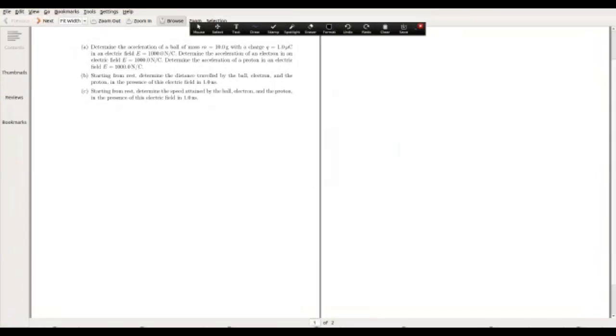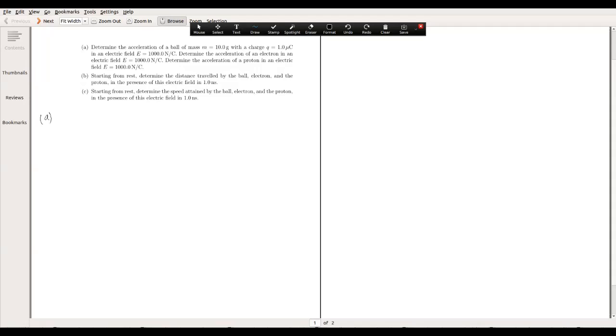Hello. In this exercise, we describe how different objects, primarily let's say a styrofoam ball, an electron, and a proton, behave as far as kinematics go in the presence of an electric field. So let's start with part A. It consists of three different configurations. Once we have a ball, and then next we have an electron and then a proton.